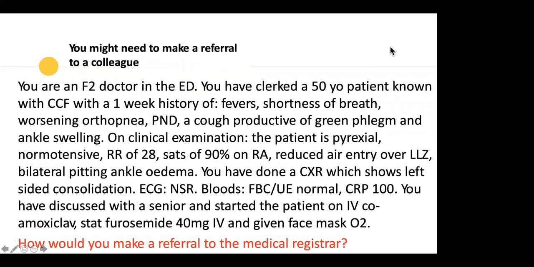Okay, so I think this is the last scenario. This is just an example of how to approach a station and, just in general medical practice, how you should give a referral to a colleague.